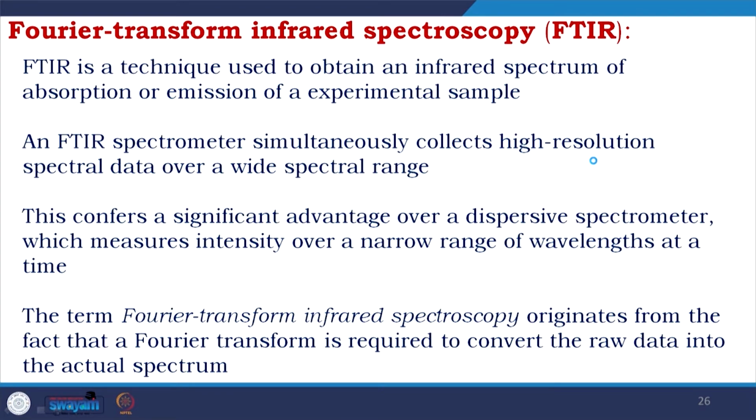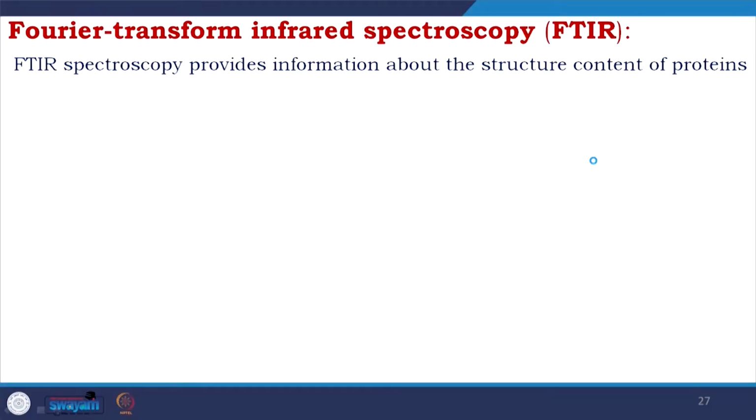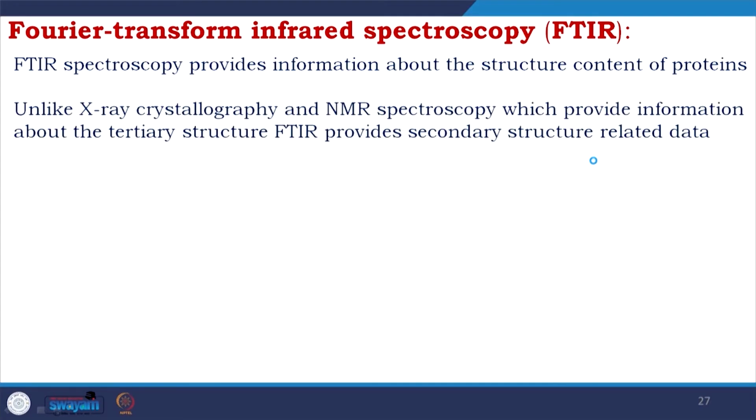So, we are now going to the automation. The analog data is now converted to digital data, and that makes the data processing quicker, the analysis more fast, convenient, accurate, and that is why Fourier transform infrared spectroscopy is used. FTIR spectroscopy provides information about the structure content of the protein, but unlike X-ray crystallography which we discussed, NMR spectroscopy which we discussed, which provide information about the tertiary structure of the protein, FTIR provides only secondary structure.